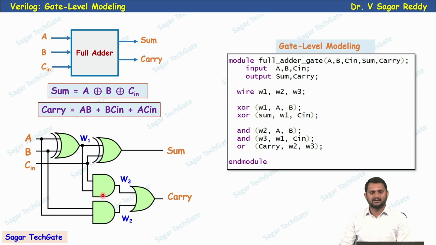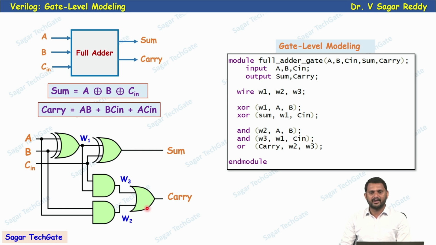Same way we have another two AND gates here. What is the output of the first AND gate? W2. W2 is the output, having two inputs: one is the B input, another is the A input. It has two inputs A, B and one output W2. Same way this AND gate we instantiate. W3 is the output. One input is W1, coming from the output of the first XOR gate. Another input is the Cin, which we can give directly. So for this AND gate, W3 is the output, and W1 and Cin are the inputs.